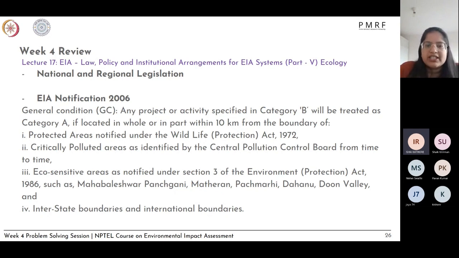or if it is located within 10 kilometers of critically polluted areas which are identified by the CPCB, or if it is located in eco-sensitive areas as notified under Section 3 of the Environmental Protection Act. And these are certain areas like Mahabaleshwar, Panchgani, Matheran, Pachmarhi, Doon Valley, Dahanu. So all of these eco-sensitive areas, and or if it lies between interstate boundaries and international boundaries. So the category changes when it is close to all of these areas within its 10 kilometers boundary.